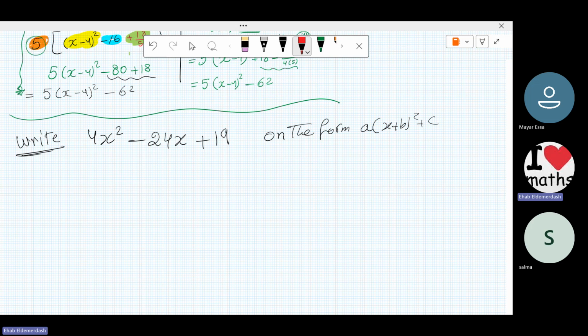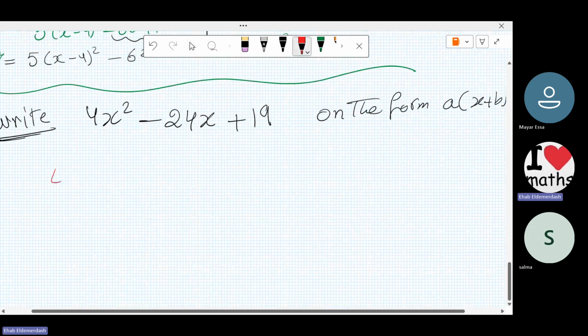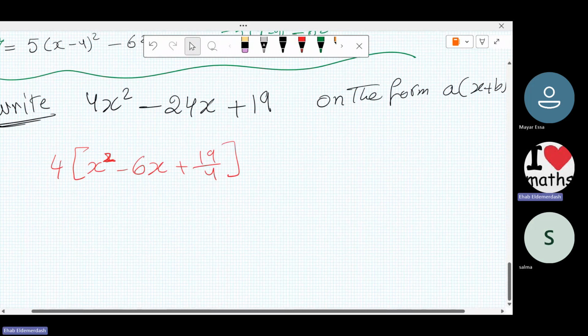You are doing well. What is my mission? First of all, I need to take this 4 outside. So I will take the 4 outside. What will be the remaining? X squared minus 6x plus 19 over 4. This is my first step. We divided by the 4. I took the 4 and I wrote the remaining after we divided this expression by 4.